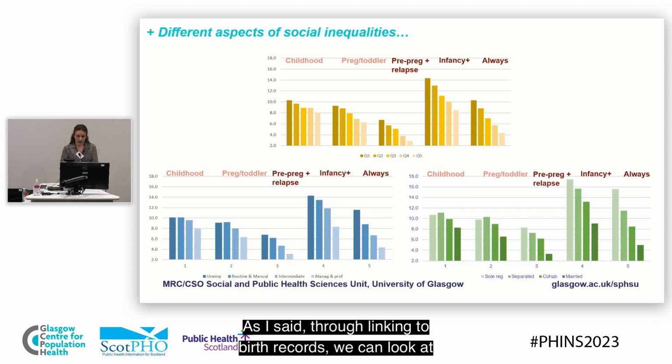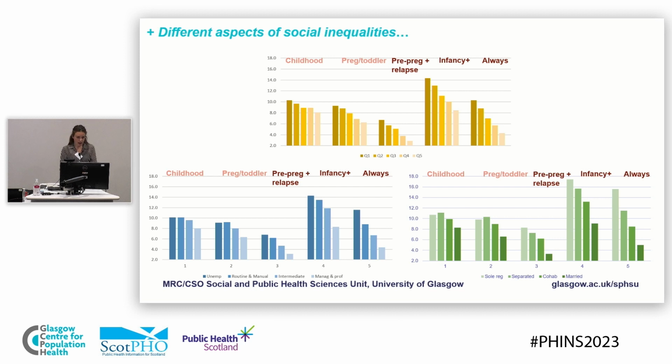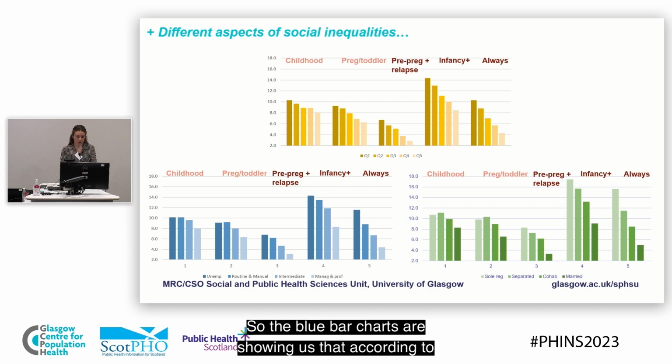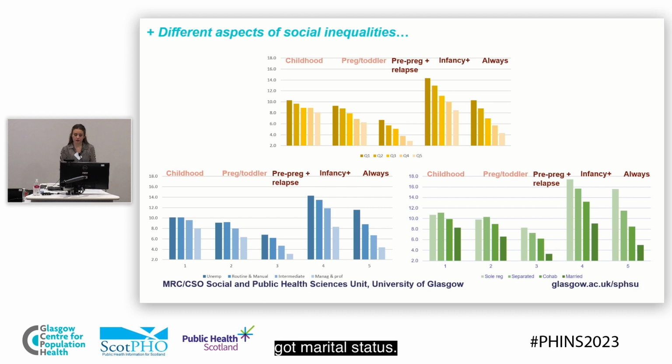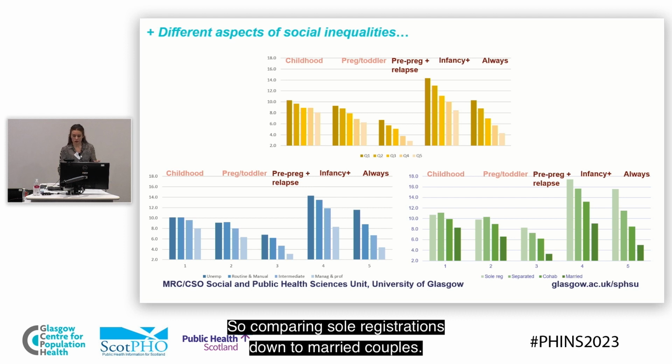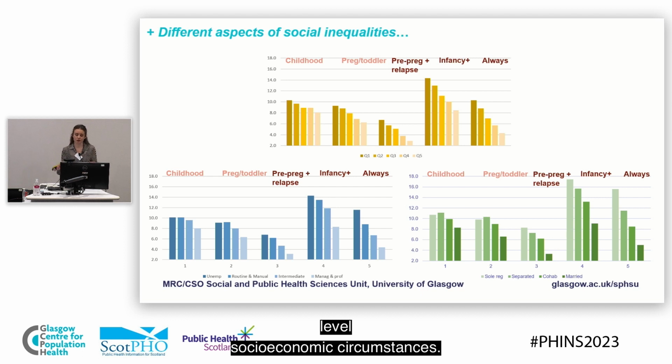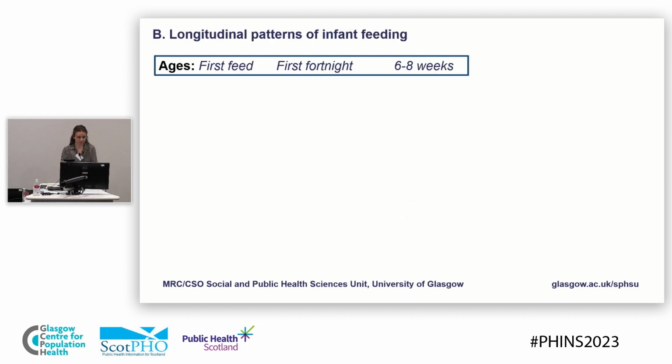As I said, through linking to birth records, we can look at this according to other socio-economic measures. So the blue bar charts are showing us that according to occupational status of the mother, and in the green we've got marital status, so comparing sole registrations down to married couples. And so we're seeing, again, really steep gradients, particularly in the most chronic outcomes, and also ever so slightly steeper when you look at family-level socioeconomic circumstances.